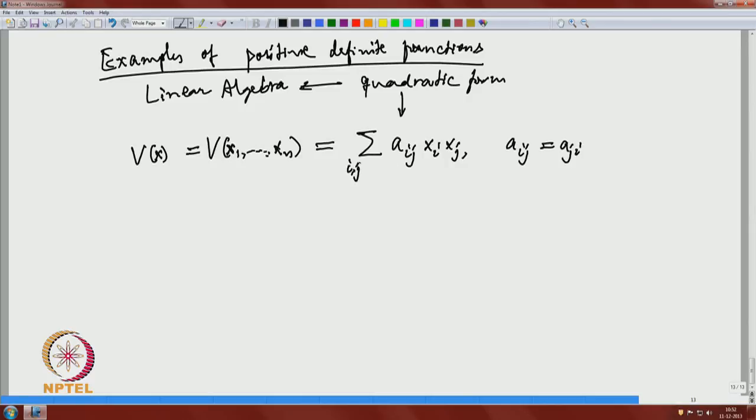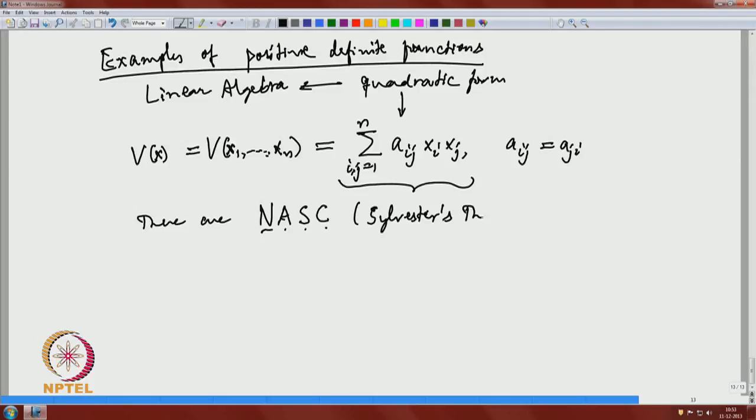Okay. These are termed quadratic forms in n variables, and there are well defined necessary and sufficient conditions for this V to be positive definite. These are given by Sylvester's theorem in the theory of quadratic forms, for V to be positive definite. Okay, so we will discuss this.